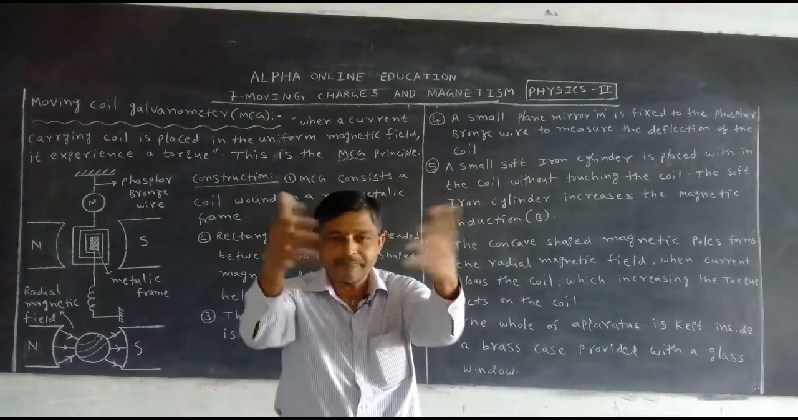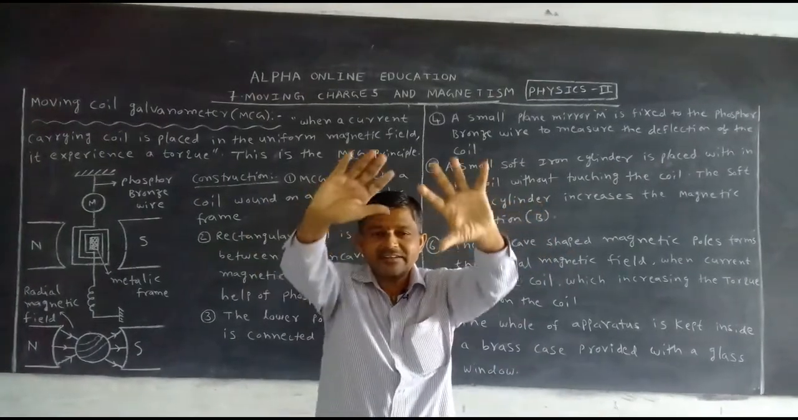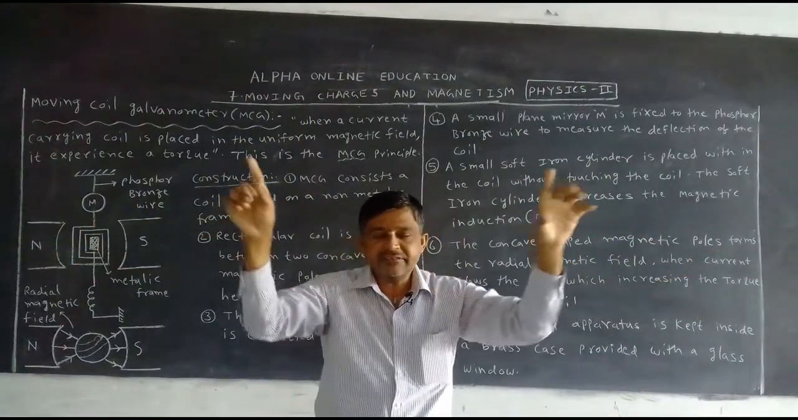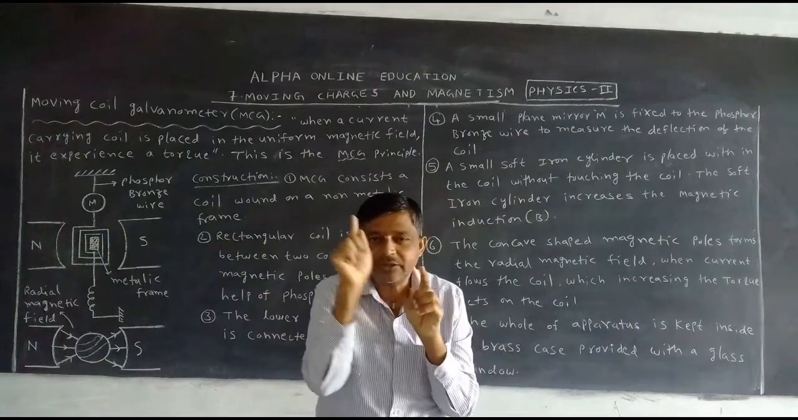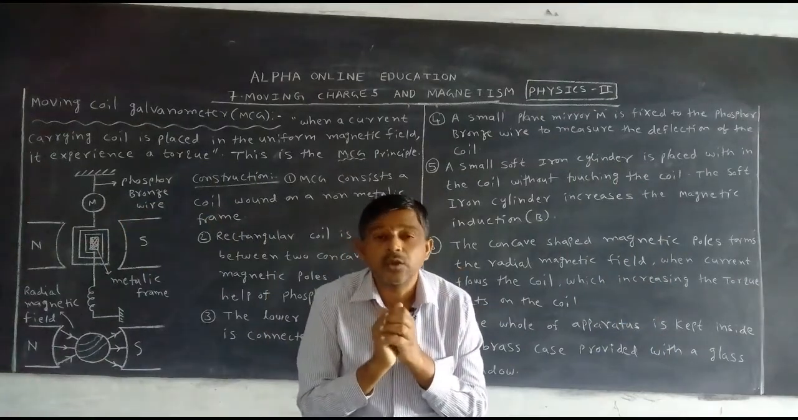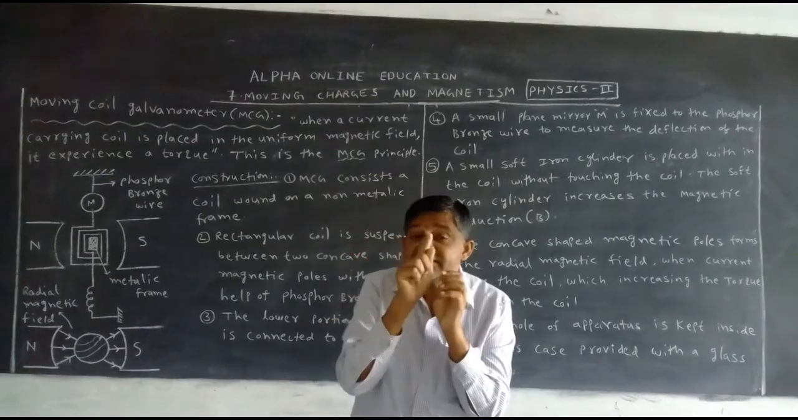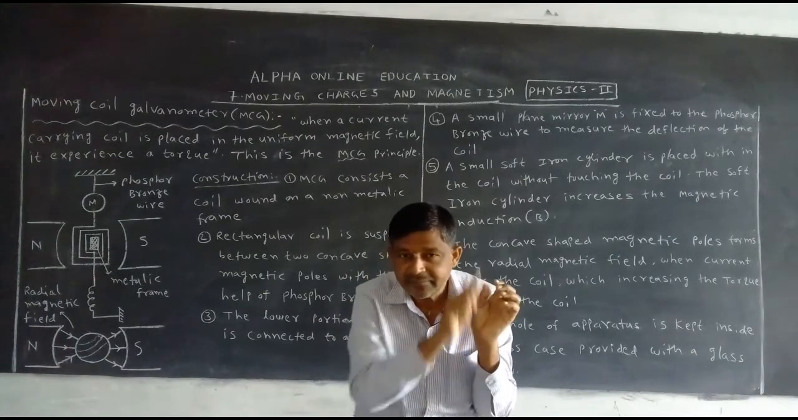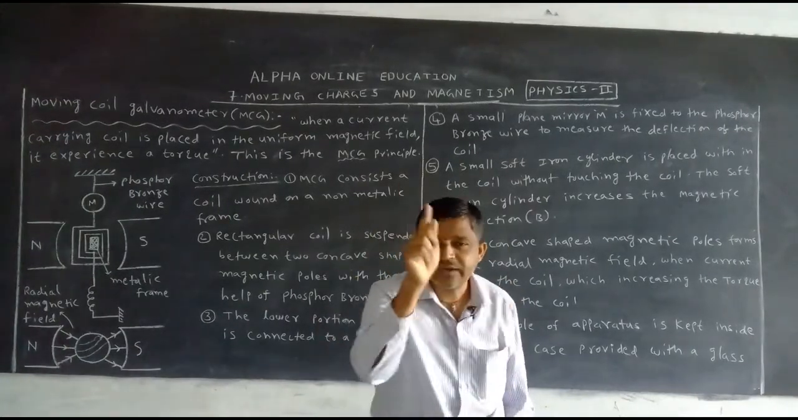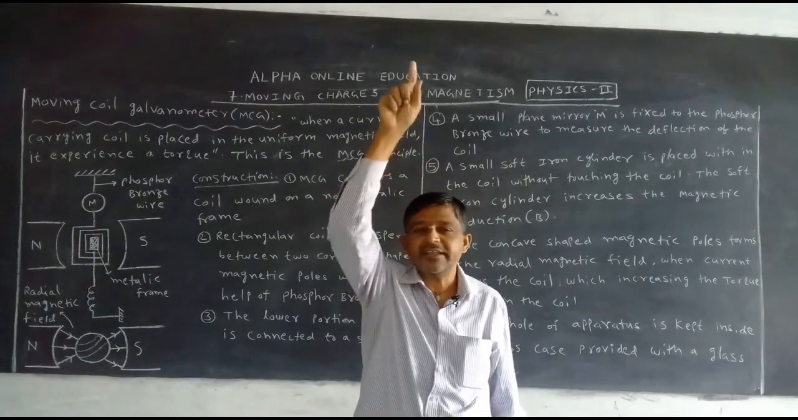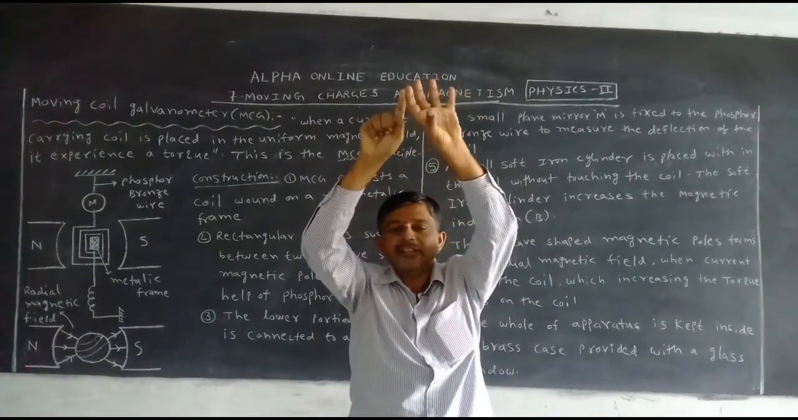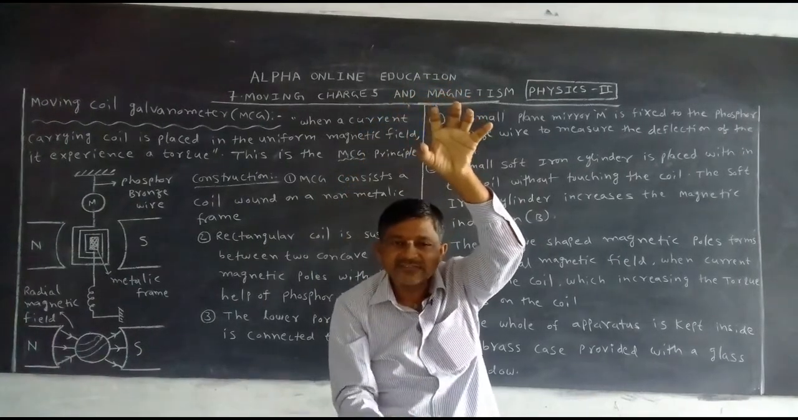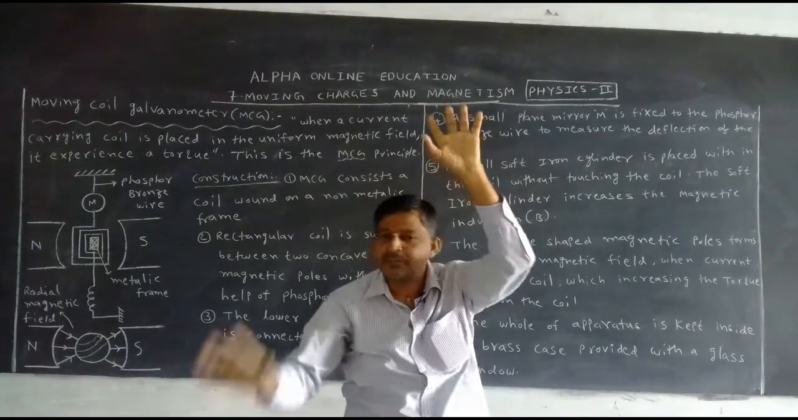Now once again, what does a moving coil galvanometer consist of? Concave shaped magnetic poles. In between the magnetic poles, we take one rectangular non-metallic frame. On this non-metallic rectangular frame, we take a phosphor bronze wire. The first end of the wire is taken from the rigid support, with one mirror which measures the deflections. The other end of the wire is connected to the spring.